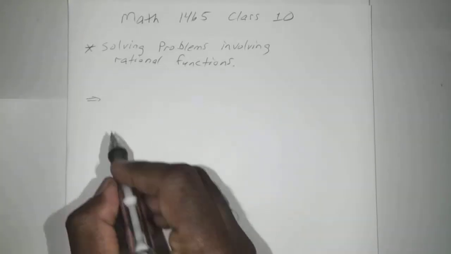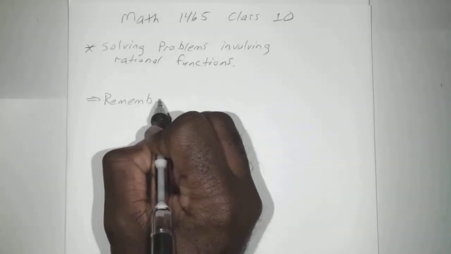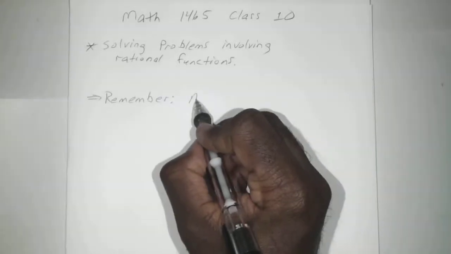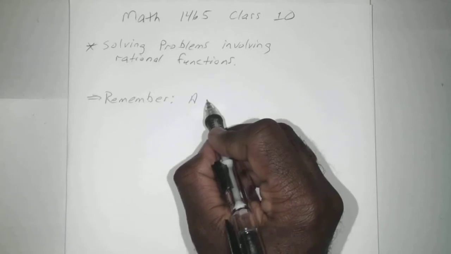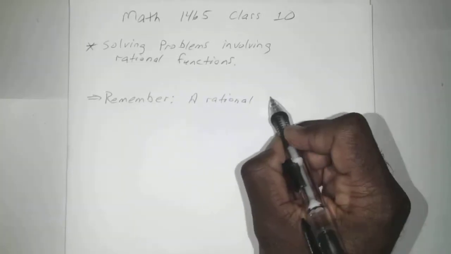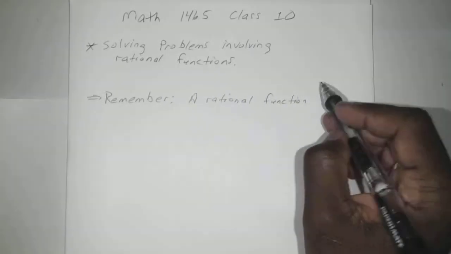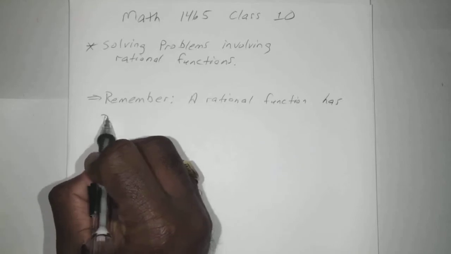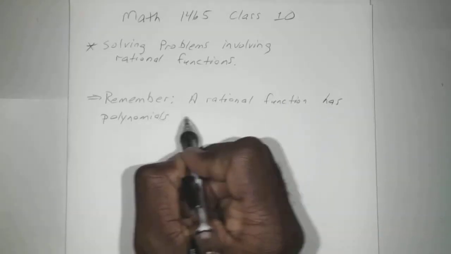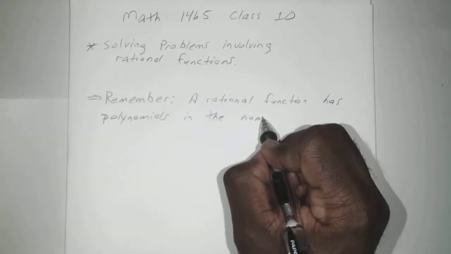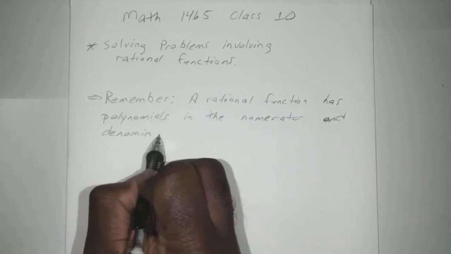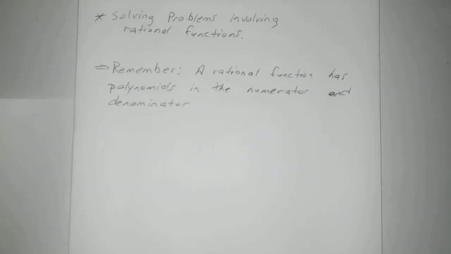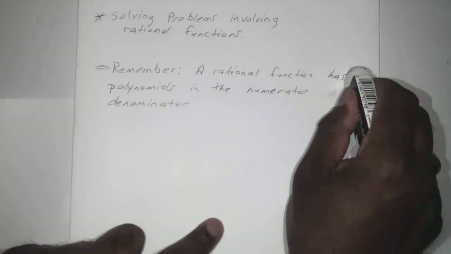Okay. Now, if you remember exactly what a rational function is, it's basically just a fraction with a polynomial on the numerator and denominator. And let me clean this up a little.